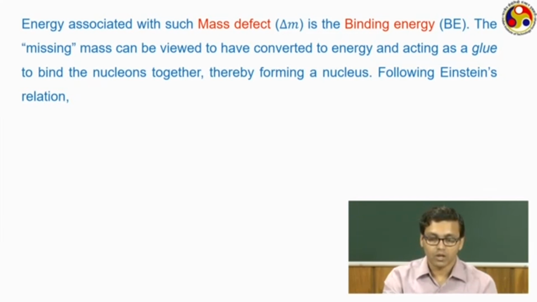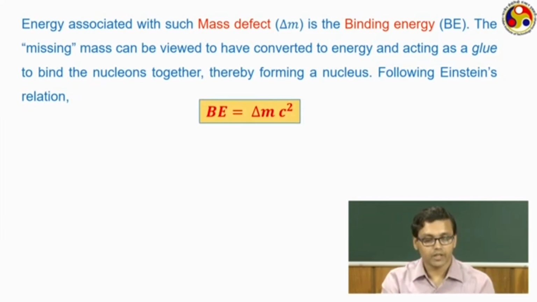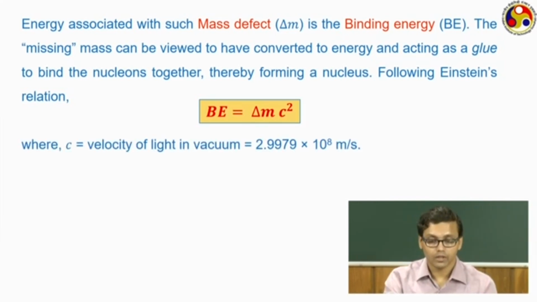Following Einstein's relation, this binding energy can be represented as the product of the mass defect and c square, where c is the velocity of light in vacuum, and as per the present standard its magnitude is 2.9979 × 10⁸ meters per second. So, delta m is the mass defect, and once we multiply that with c square, we get the equivalent amount of energy.